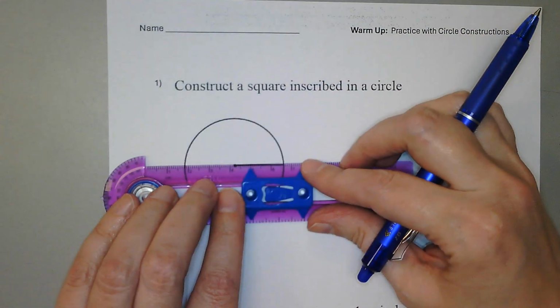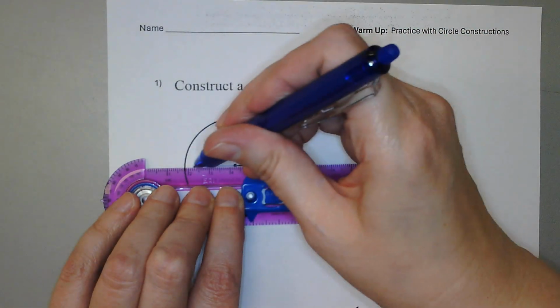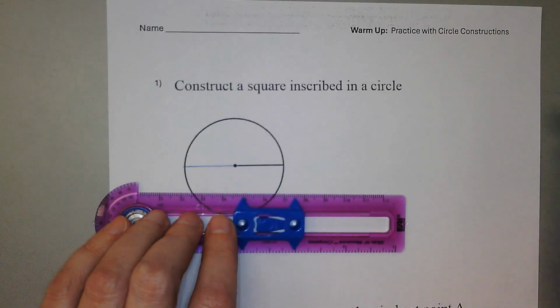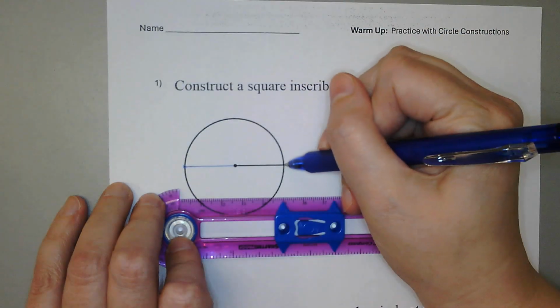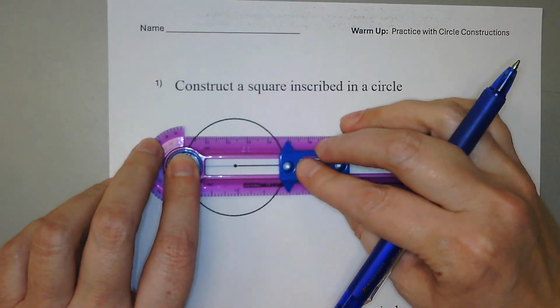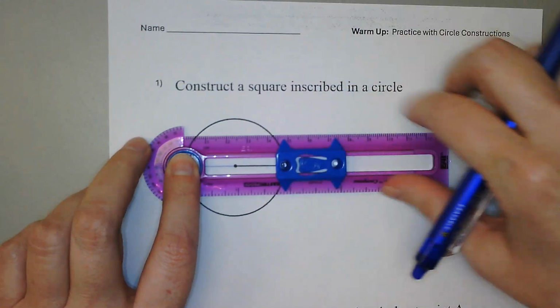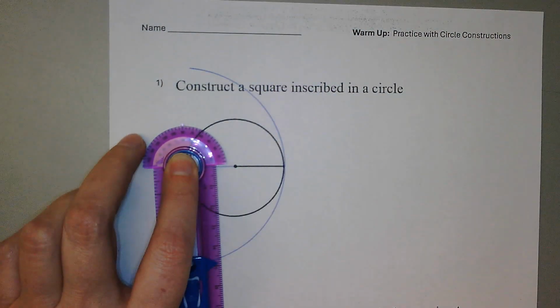So to start off, we're going to draw the diameter, and then we're going to bisect the diameter. So we're going to use the two endpoints of the diameter, and we will bisect that, doing the perpendicular bisector construction.